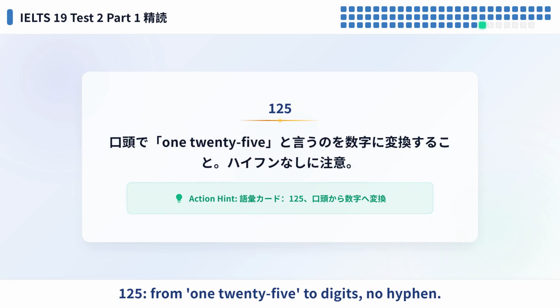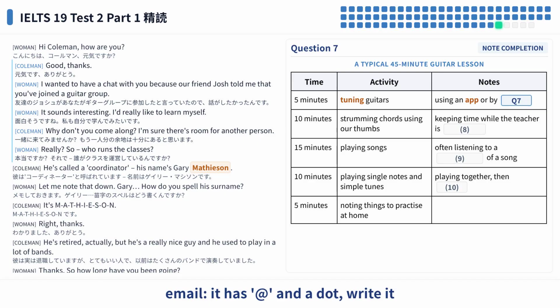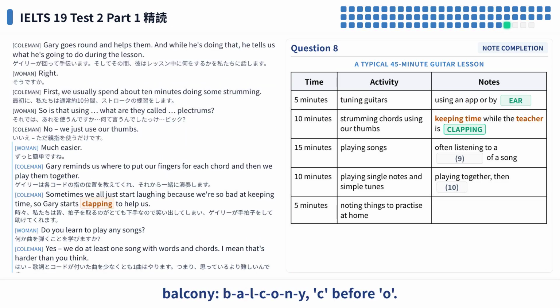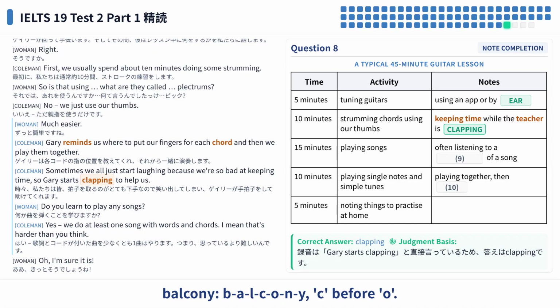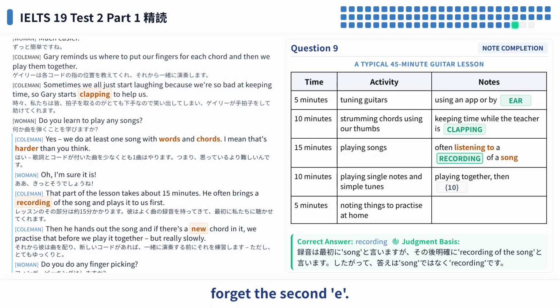125, from 125 to digits, no hyphen. Phone number, usually 7 to 11 digits. Listen for linking sounds. Email, it has at and a dot. Write it exactly as you hear. Balcony, B-L-C-O-N-Y, C before O. Vegetarian, V-E-G-E-T-A-R-I-A-N, don't forget the second E.